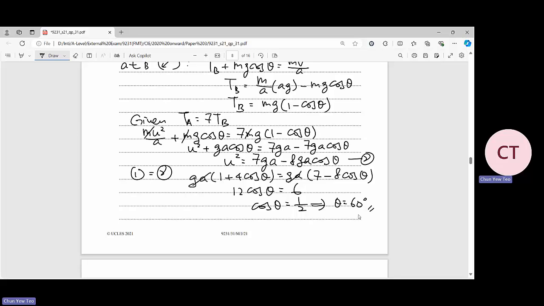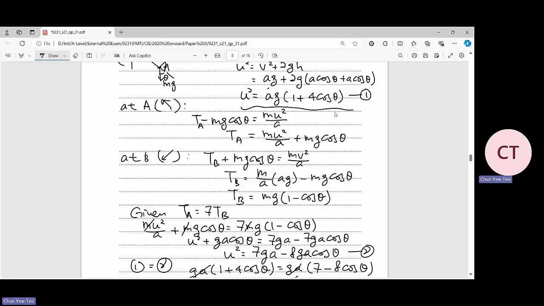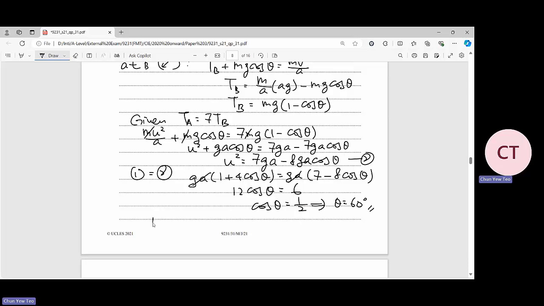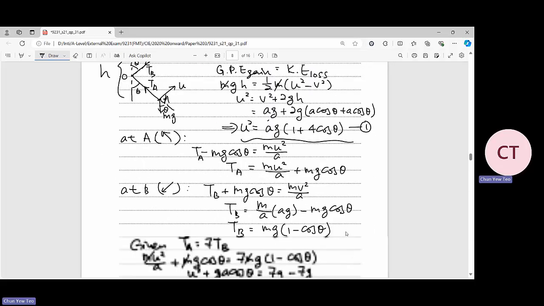So we found the theta, 60 degrees. Now we want to find the u in terms of a and g. Since you have found the theta, just put it into equation 1. Over here, you can find the u. From equation 1, your u square equals gA times 1 plus 4 cos theta. Then you get u is equal to the square root of 3gA. Just like that, done. So this will be the answer for question number 5.